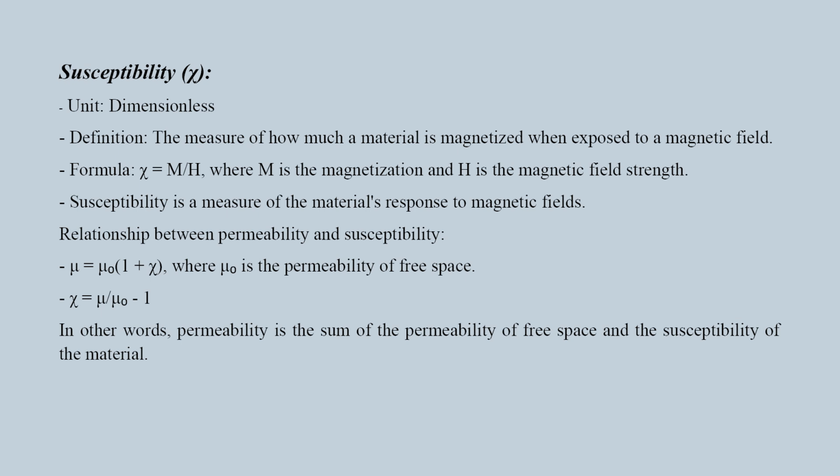Relationship between permeability and susceptibility: mu equal to mu naught (1 plus chi), where mu naught is the permeability of free space, chi equal to mu upon mu naught minus 1, or mu r equal to 1 plus chi. In other words, permeability is the product of the permeability of free space and one plus the susceptibility of the material.